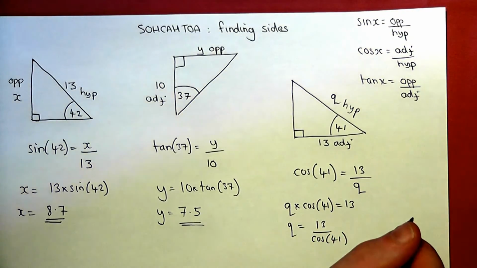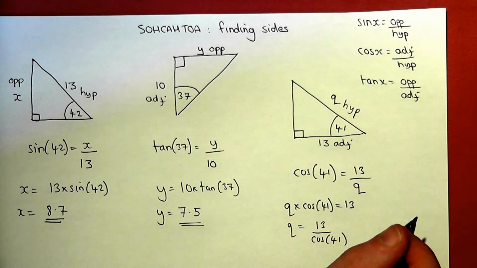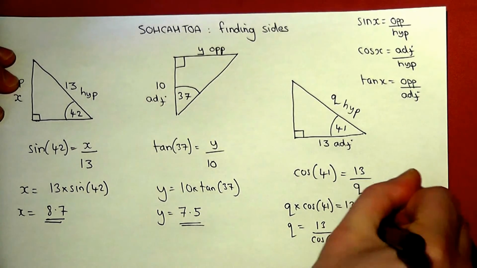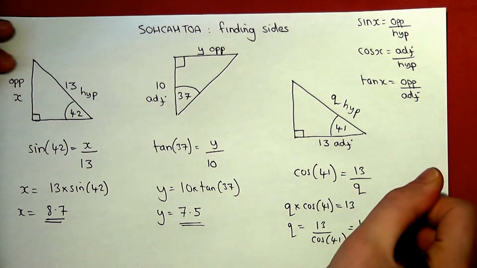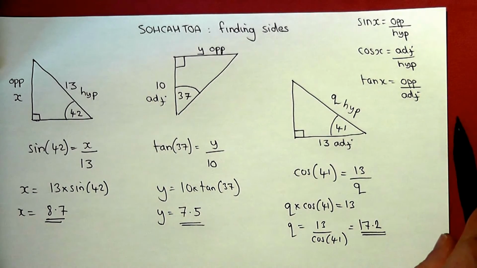So q is 13 divided by cos of 41. So I input that into my calculator. So 13 divided by cos of 41, and I get 17.2. So q has a length of 17.2.